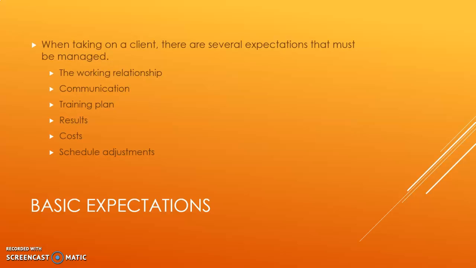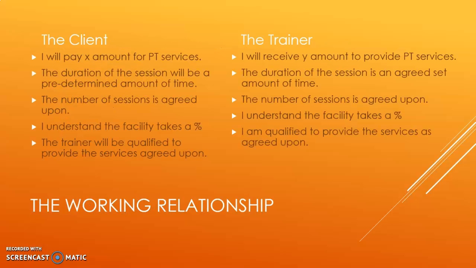So expectations can include the working relationship, the communication you're going to have when you work together, both verbal and nonverbal. It could be how you communicate when you're not in the training environment. The training plan, what you're looking to accomplish over the next couple of weeks, months, days, etc. What the results are, or what you expect the results to be, I should say. And then the costs associated with the relationship that you're putting together, and what happens if you do have some schedule adjustments. And these are some simple ones, right?